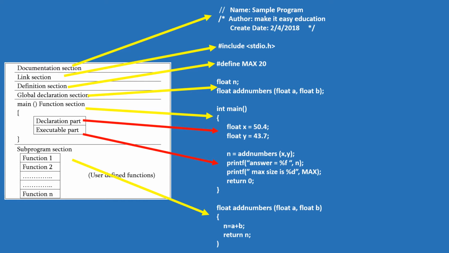Subprograms section. The subprograms section contains all the user-defined functions. User-defined functions are declared in the global declarations section. They are called in the main function. They are generally placed immediately after the main function.